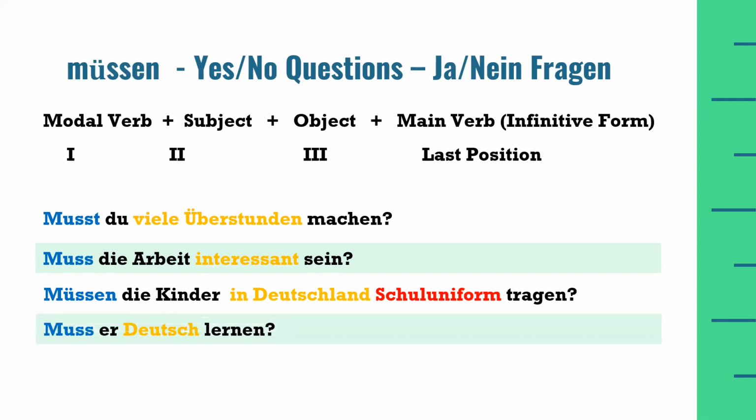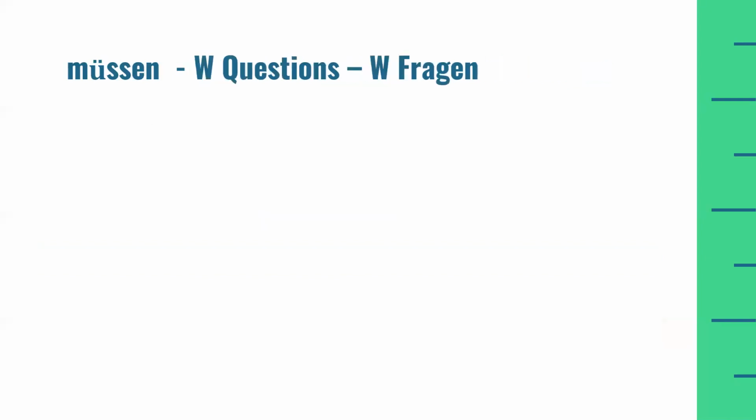Next example is: Muss er Deutsch lernen? Does he have to learn German? Again, in this sentence, muss is at the first position. At second position, we are using the subject and we have conjugated müssen according to the subject. Therefore, müssen becomes muss. Then comes Deutsch, and lernen is the main verb which we have used at the last position of the sentence.